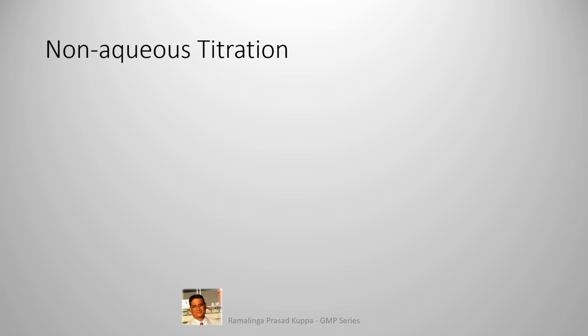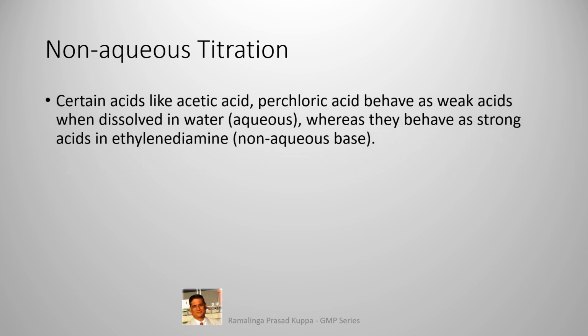Let us see non-aqueous titration. Certain acids like acetic acid and perchloric acid behave as weak acids when dissolved in water, whereas they behave as strong acids in ethylenediamine, a non-aqueous base. Weak acids and weak bases do not completely ionize in water due to their low tendency to ionize. Hence, for complete ionization of weak acids and bases, we need non-aqueous solvents.